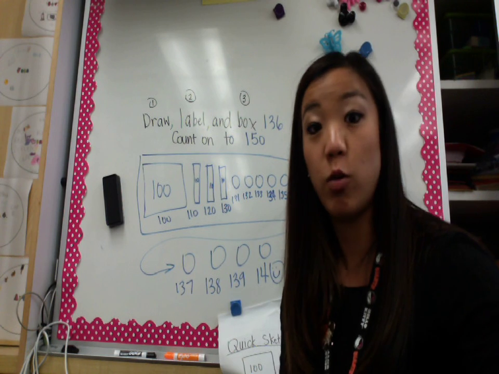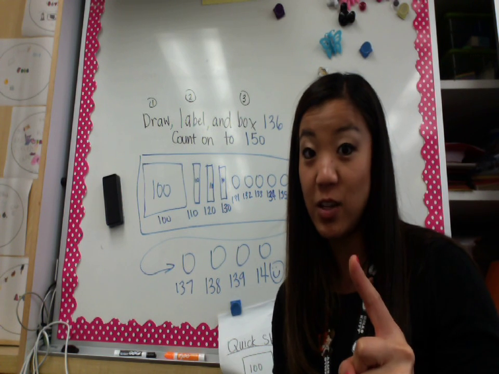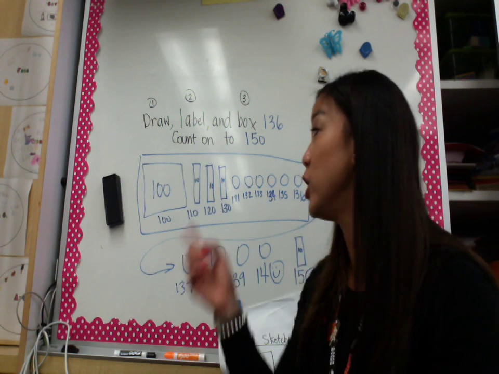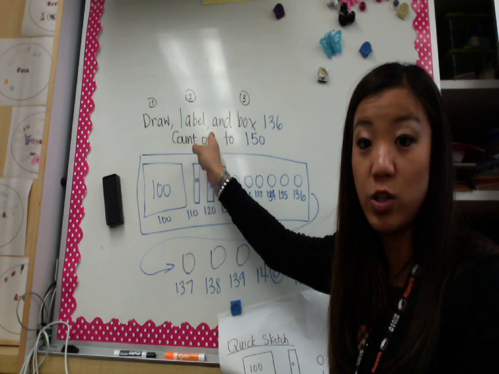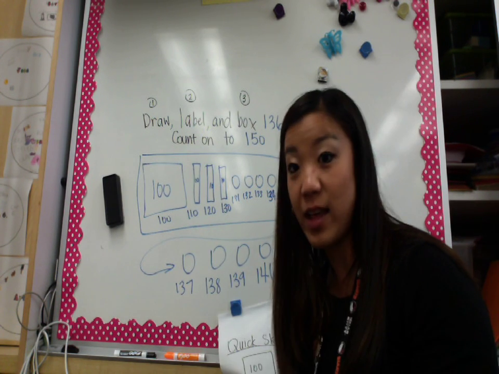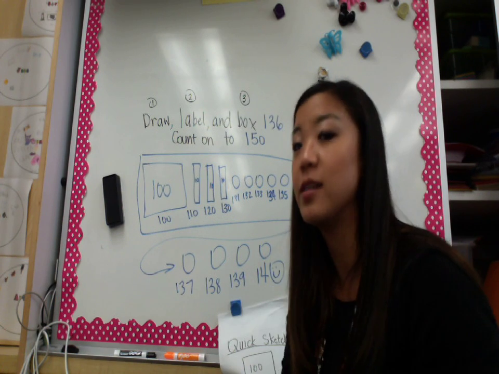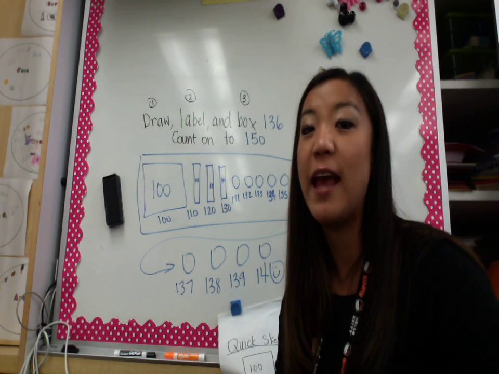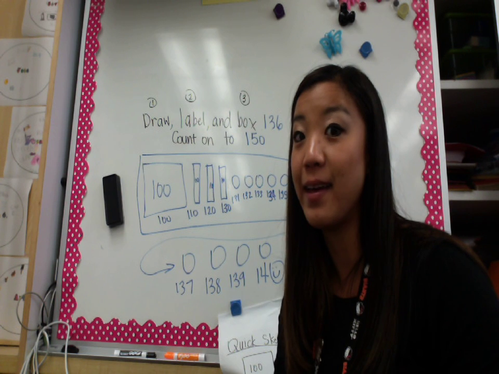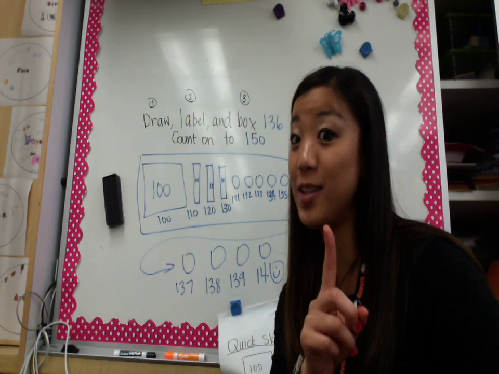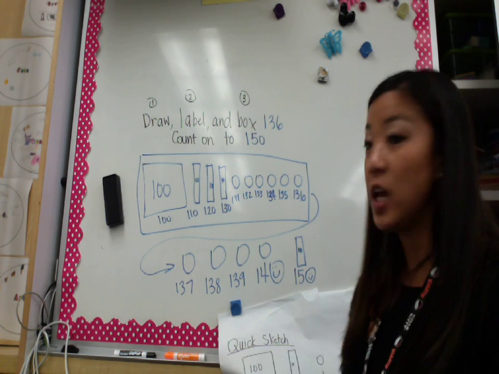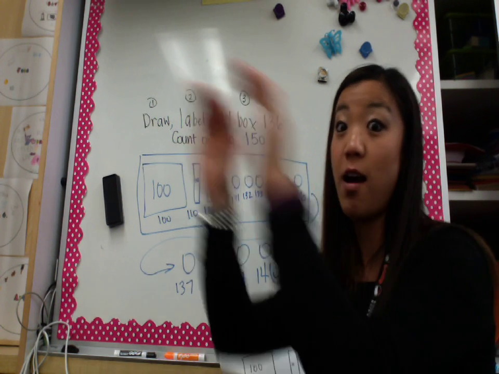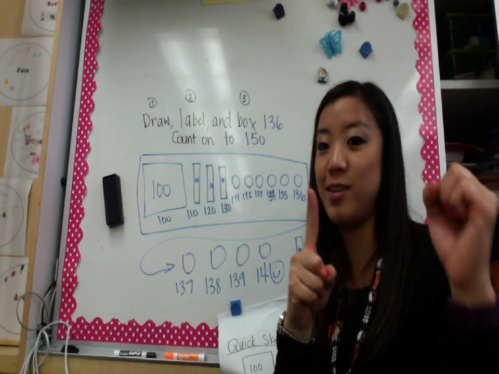So remember, the first thing you need to do is what? You need to draw, label, and box your number. And then after that, to get to the next number, you need to get to that happy benchmark number. If you're not there, you count by ones, remember? Just like we did right here. If you are, you count by tens. Or even, big jump, hundreds.